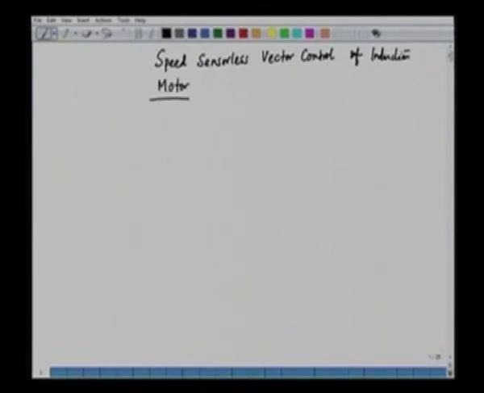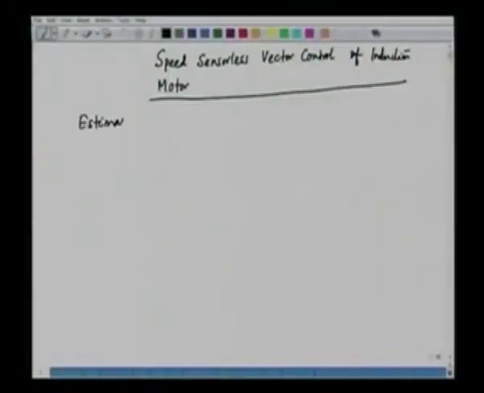If you do not have a speed sensor, how can we go for closed loop speed control? There may not be any speed sensor, but the speed can be estimated from the terminal variables. So, today we will discuss the speed sensorless vector control of induction motor. Now, when we do not have a speed sensor, we have to estimate the speed from voltages and current. These voltages and currents are the terminal variables. So, what we have to do is to estimate the speed from the terminal variables.